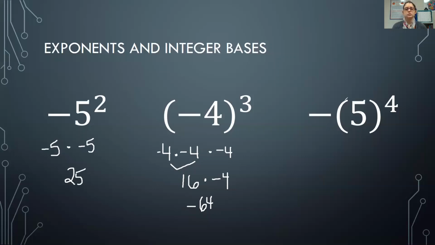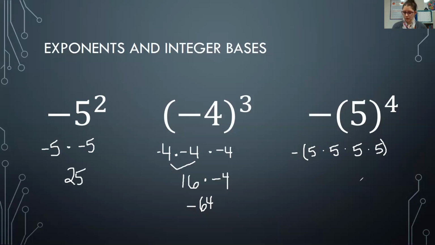That means it is not part of our base. It is separate, okay? So if you don't have parentheses, or if the negative is inside of the parentheses, that negative is part of your base. If the negative is outside of the parentheses, it's not part of the base. So in this case, I have negative 5 times 5 times 5 times 5.